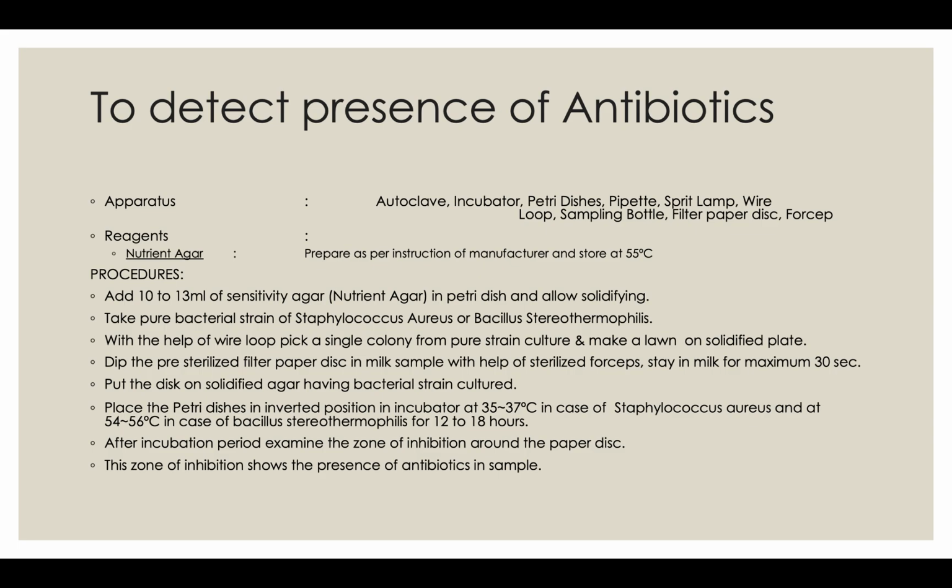Place the petri dishes in inverted position in the incubator at 35 to 37 degrees centigrade in case of Staphylococcus aureus, or at 54 to 56 degrees centigrade in case of Bacillus stearothermophilus, for about 12 to 18 hours. After the incubation period, examine the zone of inhibition around the disc paper. This zone of inhibition shows the presence of antibiotics in the sample.